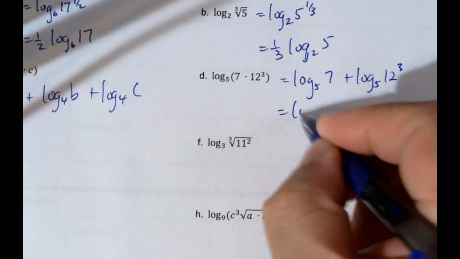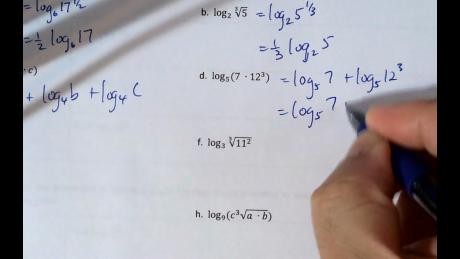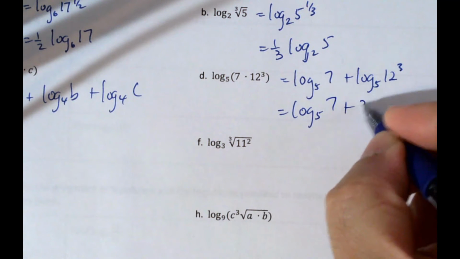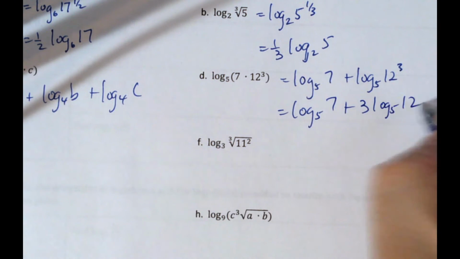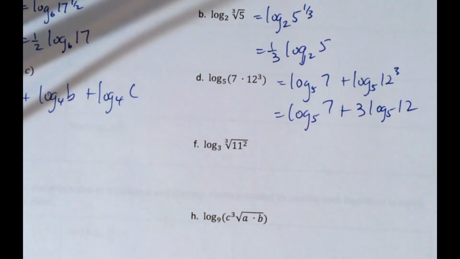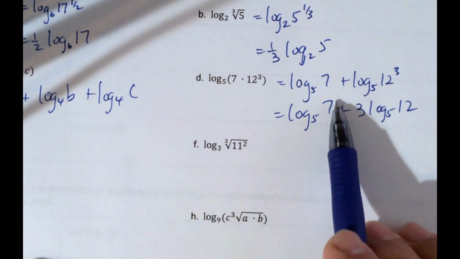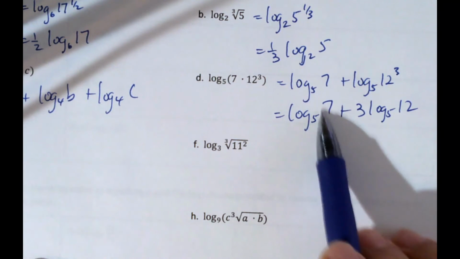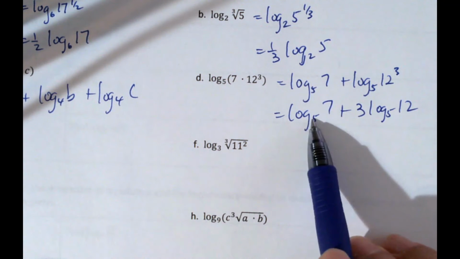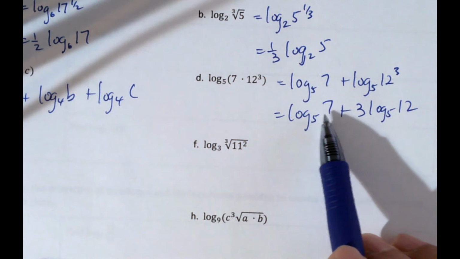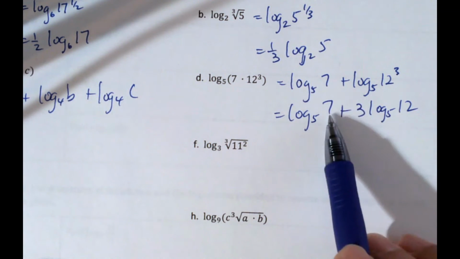So it's going to be log base 5 of 7 plus, and I'm going to bring it forward as a coefficient. So it's 3 log base 5 of 12. And that's it. So another question might be, when do you stop? How do you know you can stop? You can stop when you have one number, one small expression inside the log. In other words, there's no exponent, there's not a product.